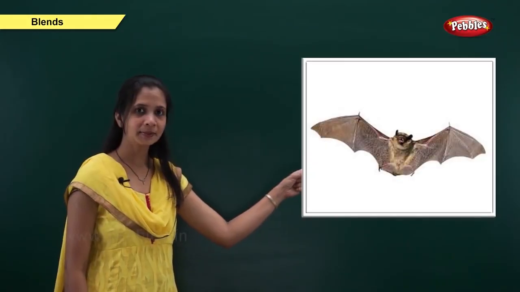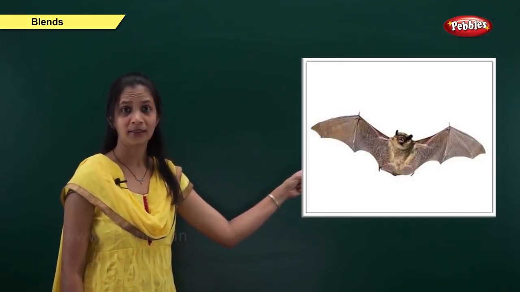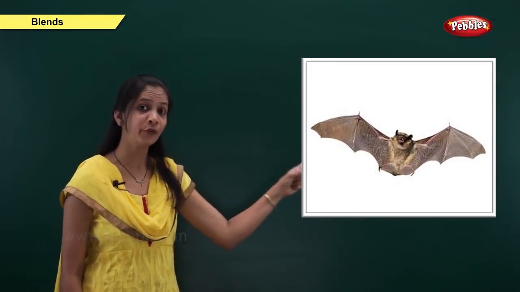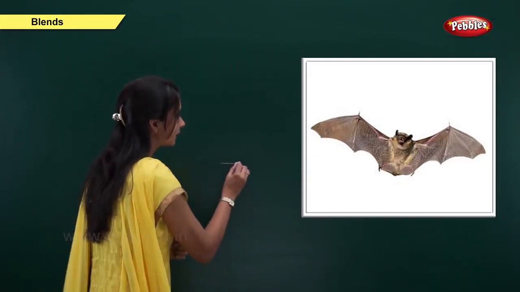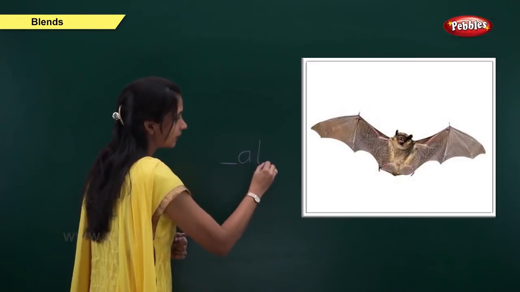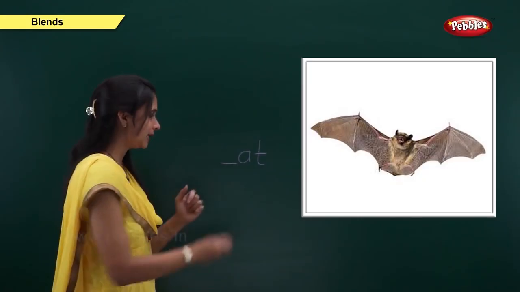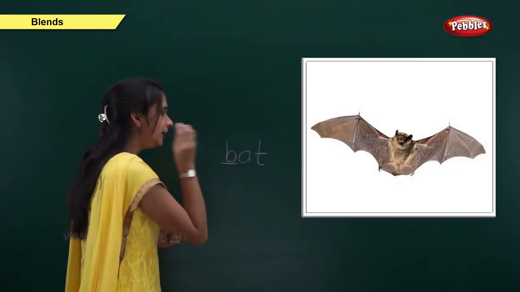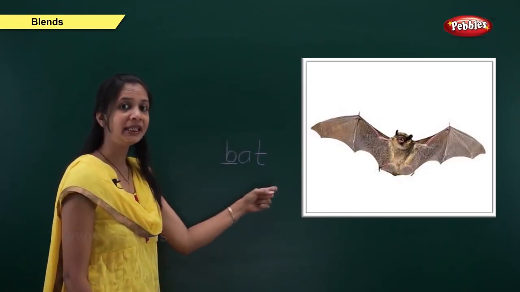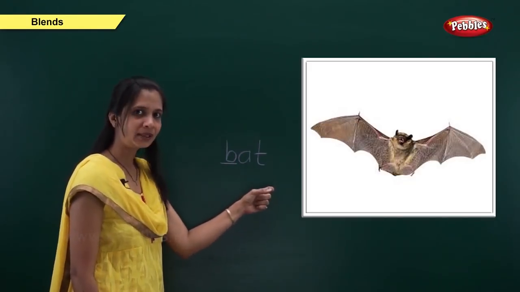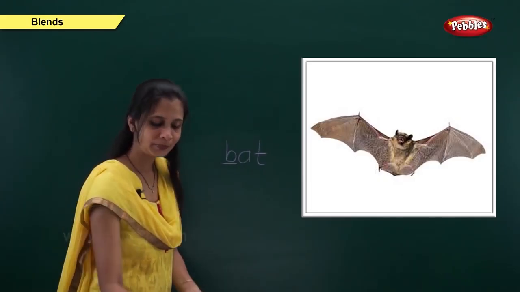What is this? Yes, it is bat. Now what is the beginning sound of it? Here it is B. B-A-T, bat. B-A-T, bat. Okay. Now next one.